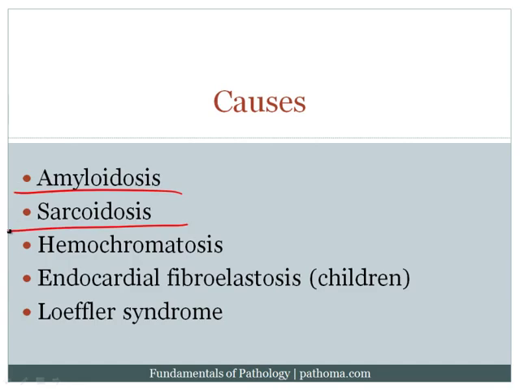Sarcoidosis, the granulomas of sarcoidosis can get into the wall of the heart, making it difficult to expand, resulting in a restrictive cardiomyopathy. Hemochromatosis, if iron gets into the wall of the heart, it can do the same thing.